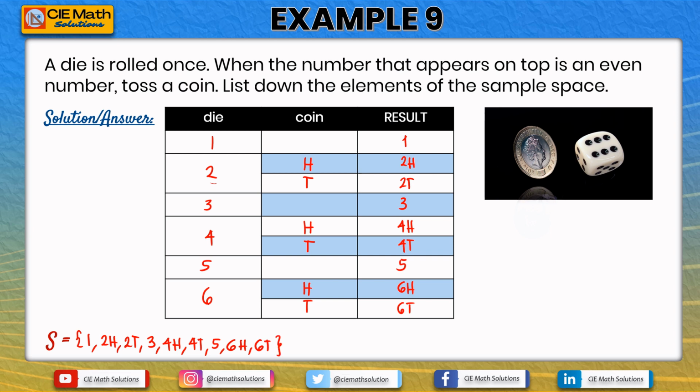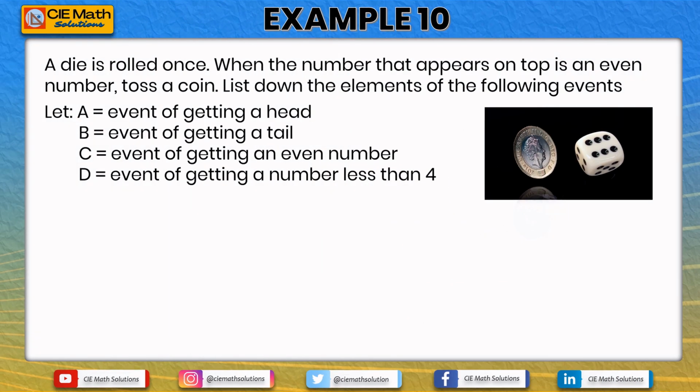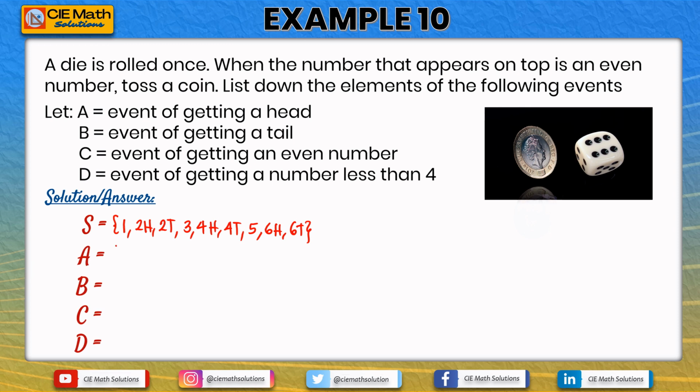Now using these results, we can now find the elements of the following events. Event of getting a head, event of getting a tail, event of getting an even number, and an event of getting a number less than 4. Again, let us list down the elements of the sample space. The elements of the sample space are 1, 2 head, 2 tail, 3, 4 head, 4 tail, 5, 6 head, 6 tail.